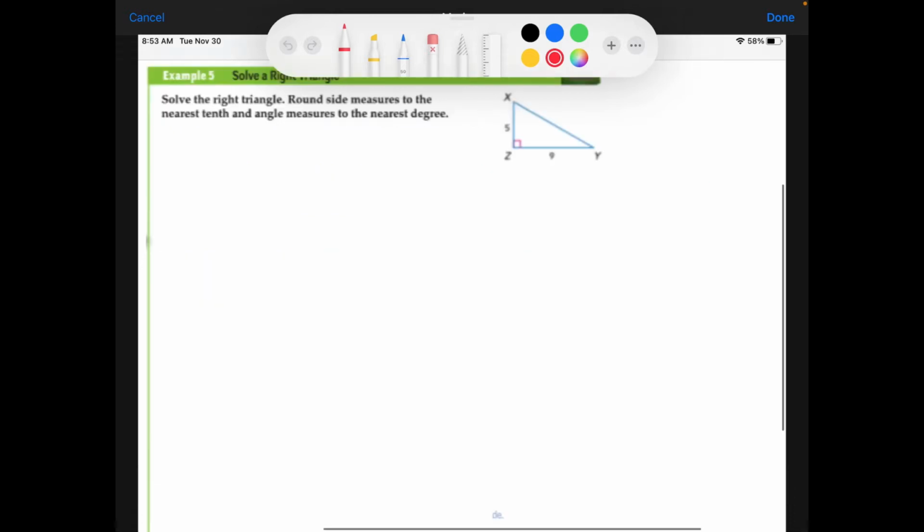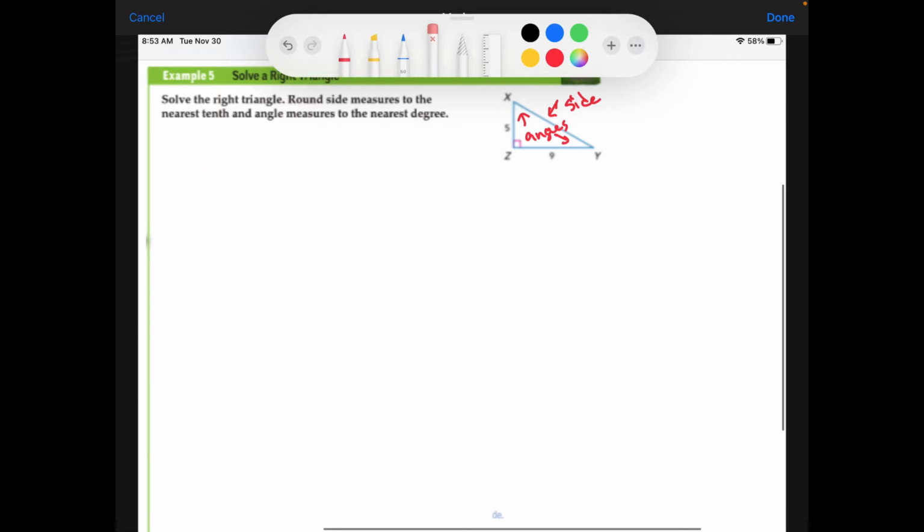So here it says to solve the right triangle, round side measures to the nearest tenth and angle measures to the nearest degree. As we can see, we're missing this side and we're missing these two angles. So remember, we're going to be using our trig ratios to solve for this. You can write them out.